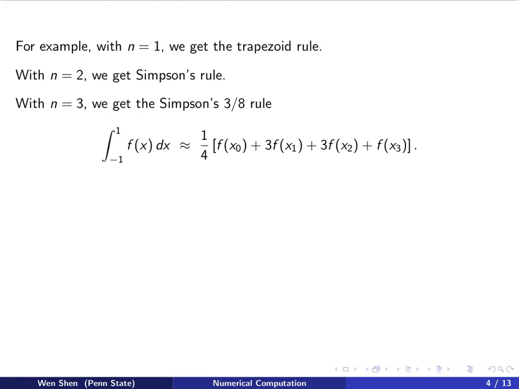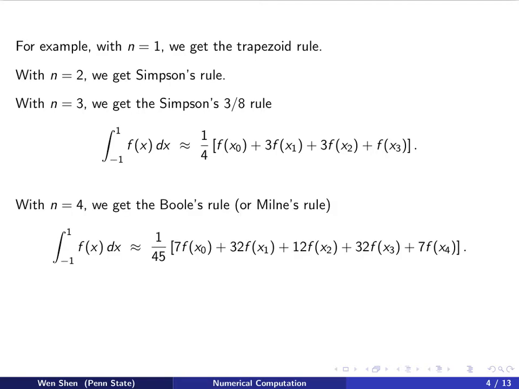With n equals 3, we get the so-called Simpson's 3/8 rule, which takes the following form. The function values f at xi appearing here are multiplied by these coefficients, and the coefficient in front of each f is exactly the integrated value of the cardinal function. So one gets 1/4 in front of x0, 3/4 in front of x1 and x2, and again 1/4 in front of x3.